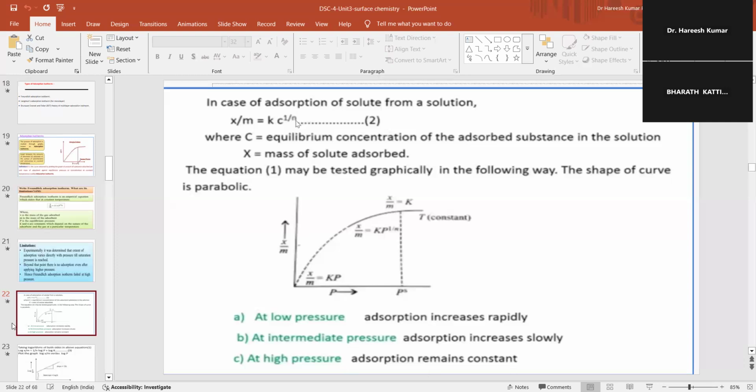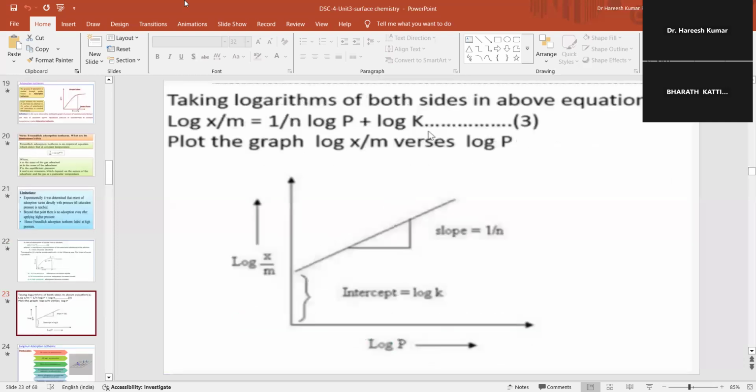It is possible to verify this Freundlich isotherm by taking the logarithm of both sides of equation 1. Then log of x upon m is equal to 1 upon n into log of p plus log of k. Then plot the graph of log of x upon m versus log of p. Then it is obtained that the slope is 1 upon n, and the intercept is equal to log of k. This is how the adsorption isotherm is verified.